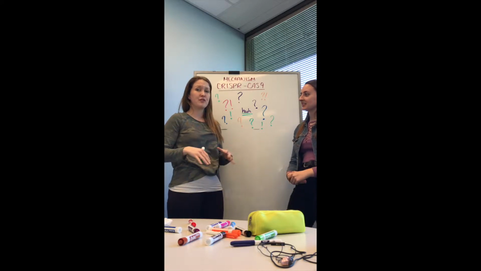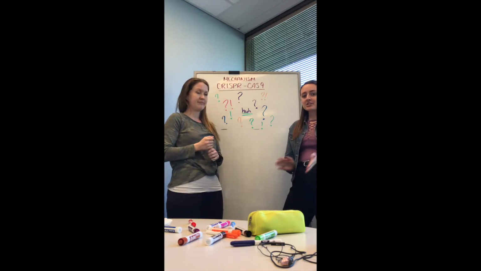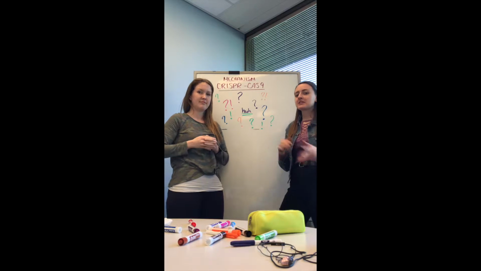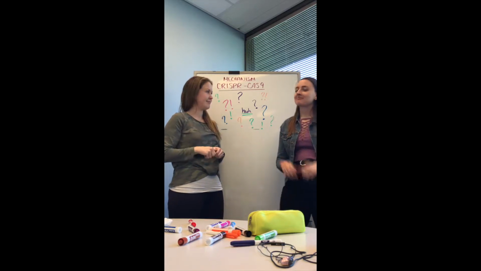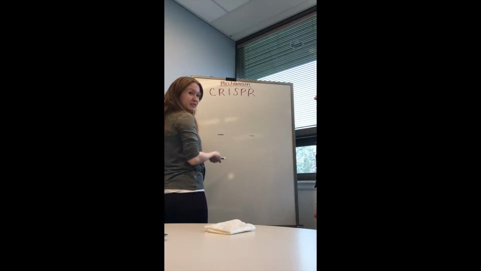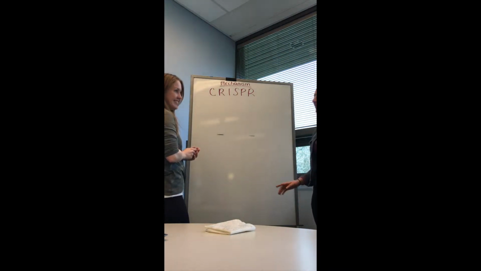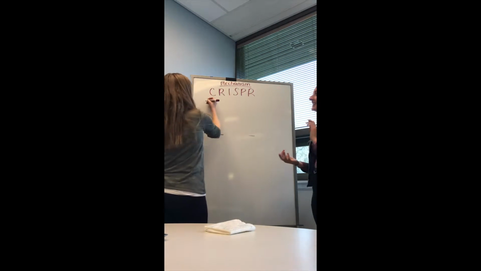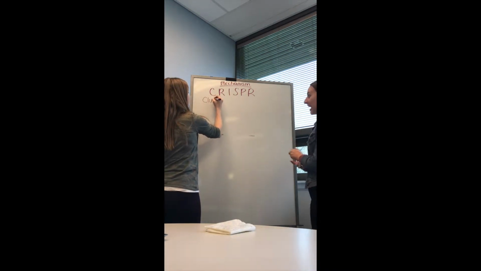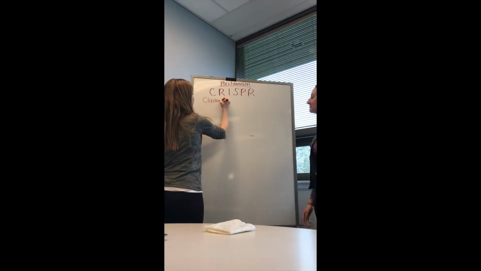CRISPR-Cas9 can get super confusing super fast. So just keep in mind, we tried to keep this as simple and as clear as possible. CRISPR, what does that even mean? Well, Caitlin, CRISPR stands for Clustered, Regularly, Interspaced, Short, Palindromic Repeats.